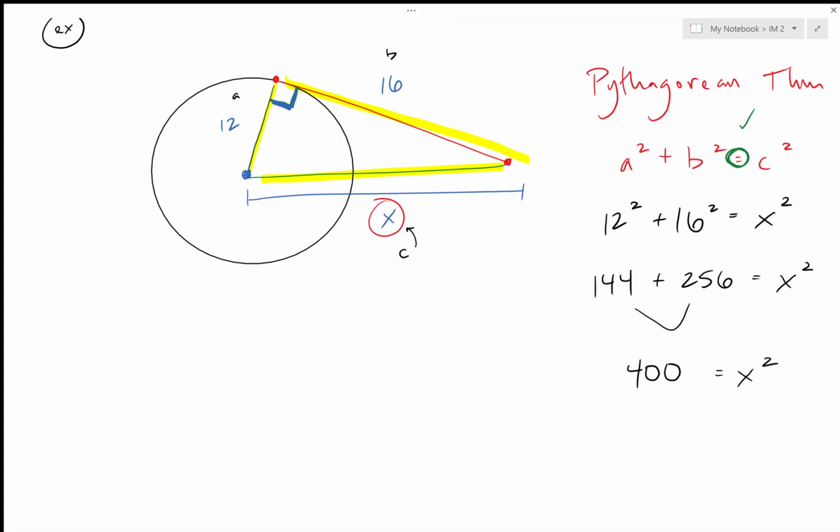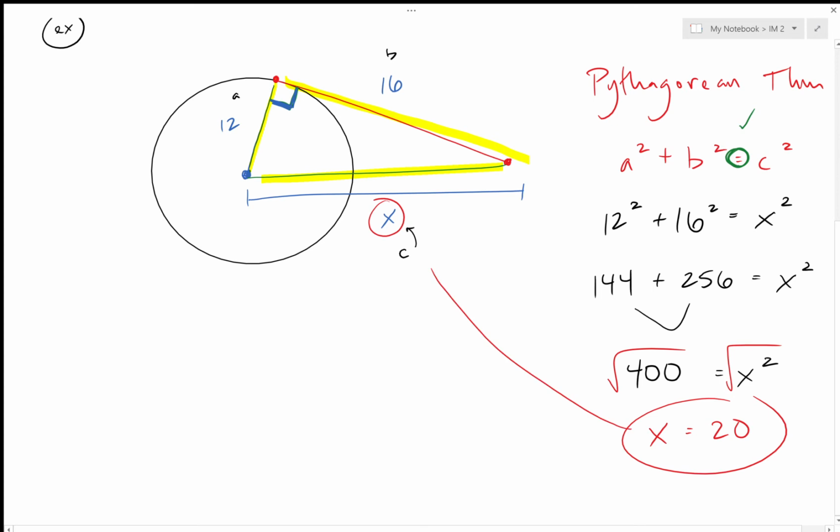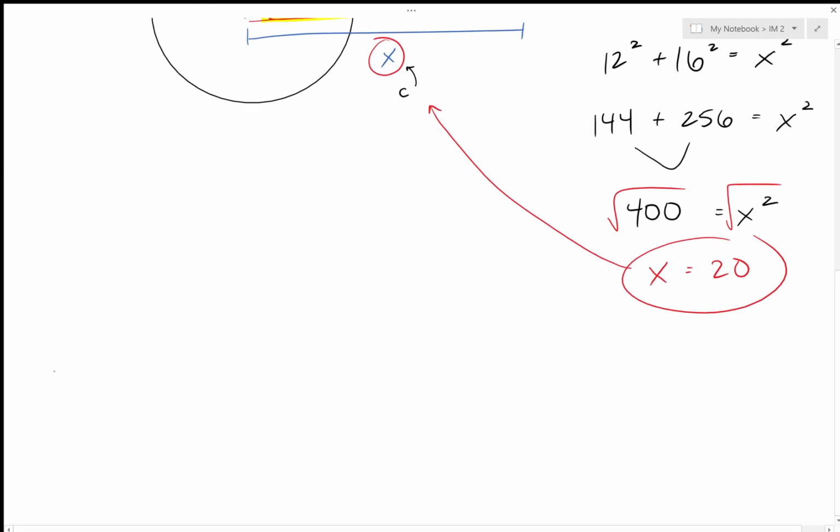Now x is not all by itself yet, we need to square root it, and the square root of 400 is 20. So the missing side here is 20, and that looks good because that is the longest side of the three, 20, 16, and 12. So today we're just using Pythagorean's theorem to figure out what the missing side is.